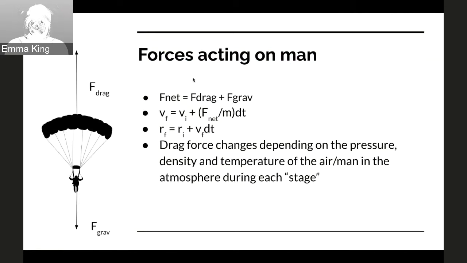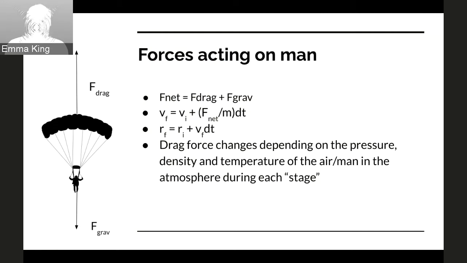So the main equations that we use for this are F net equals F drag plus F grav, and then just our basic velocity update and position update equations. So Vf equals Vi plus F net over m times dt, and then final position equals initial position plus the velocity times delta t.